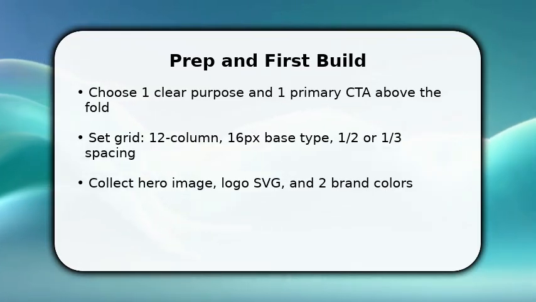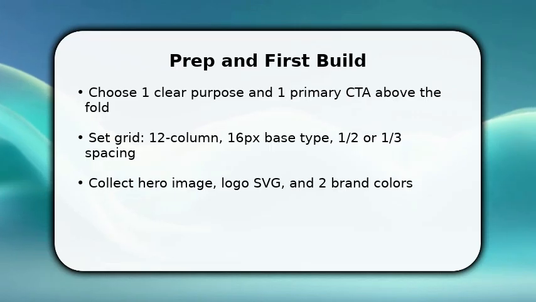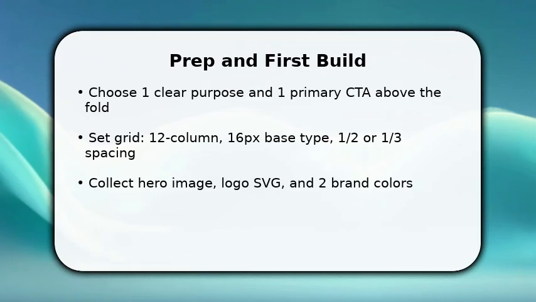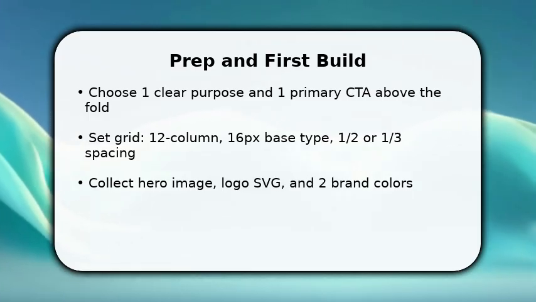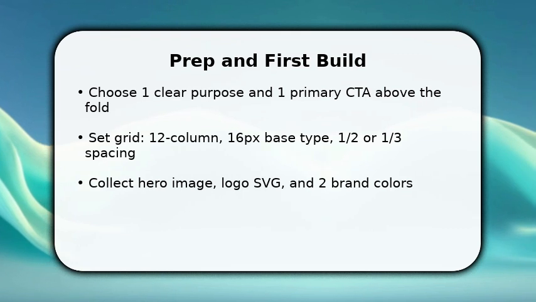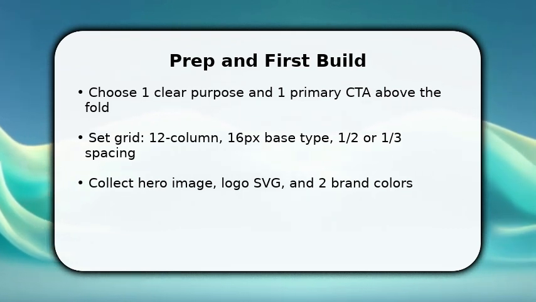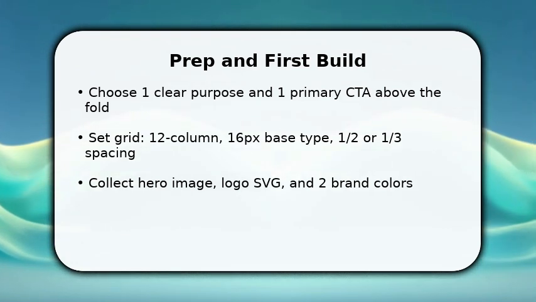Make sure to gather a high-quality hero image, a logo SVG, and 2 brand colors. These assets set visuals quickly. Begin the index HTML with semantic sections, header, main, footer, then wire in the hero and CTA. This avoids rework and moves the project forward now.